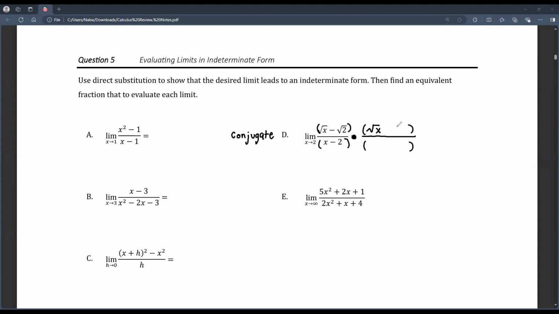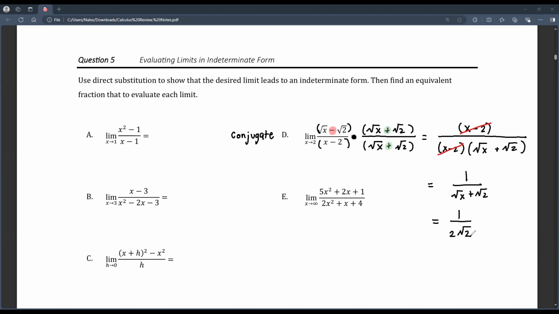The conjugate of the binomial uses the opposite sign in between the two terms. Addition would go to subtraction. Subtraction would go to addition. But through some expansion and simplification, we can determine the limit. Again, the limit is 1 over 2 root 2. We just used a different method to get there.